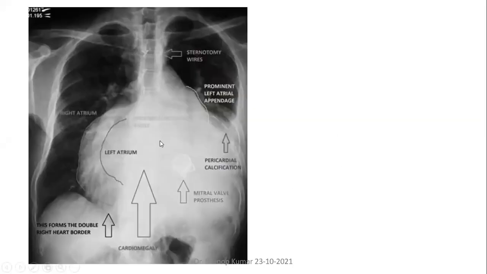This is your X-ray showing you prominent left atrial dilatation, and you have splaying of the carina. This carina is being splayed due to widening of the left atrium, and see even the right atrium has been enlarged. So this is a typical X-ray of rheumatic heart disease, and you have a prosthetic mitral valve shown here.